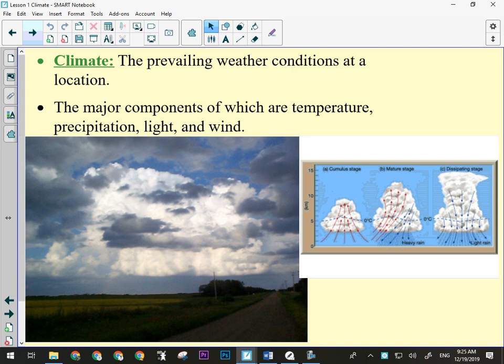Okay, so major components. Now, these major components contribute to local weather. Okay, the changing of weather and things like that. Okay, we know that in the summertime, sometimes we see these things build up.